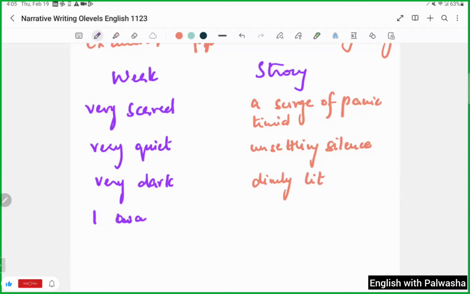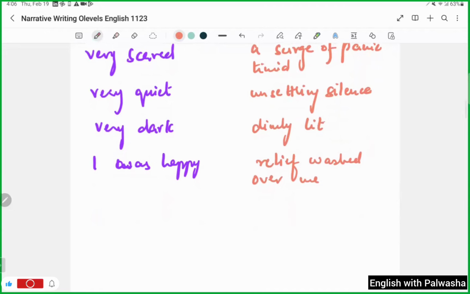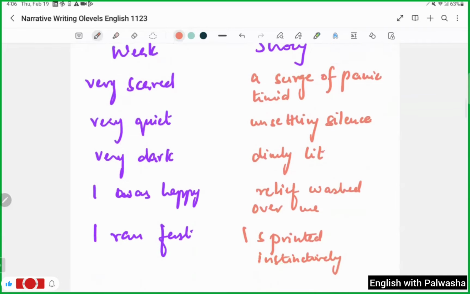I was happy. That's going to be, relief washed over me, right? And the last one is just giving you an example. I ran fast. You can do it: I sprinted instinctively, right? This is how you can make it strong.